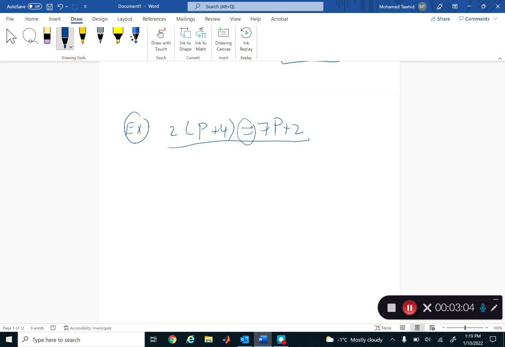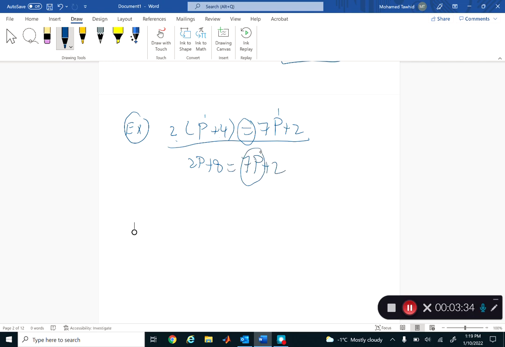First of all, is this a linear equation? Yes, an equation because you have an equal sign. What is your unknown? Your unknown here is p. What is the highest power of p? It is 1, so it's a linear equation. How to solve that? Collect the constant terms on one side and any term that has p on the other side. Here you have a bracket, so expand the bracket: 2 multiplied by p gives 2p, plus 2 multiplied by 4 gives 8, equals 7p plus 2.